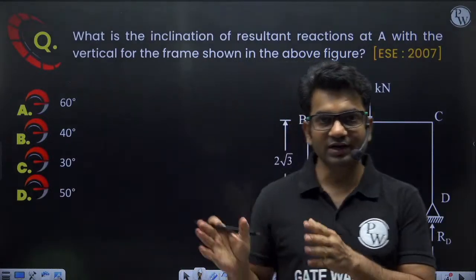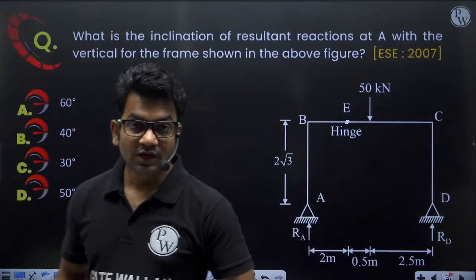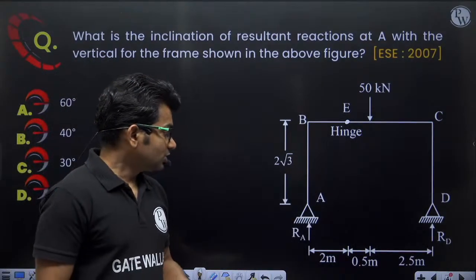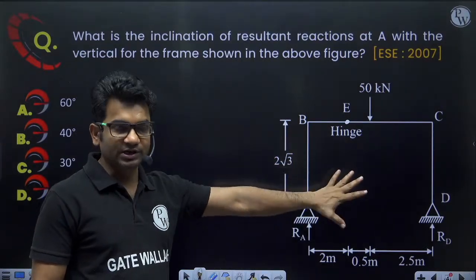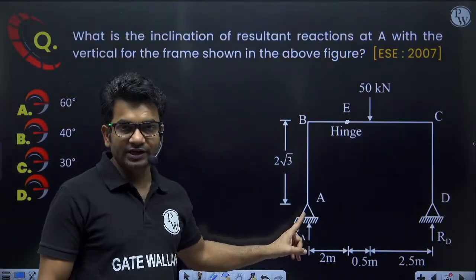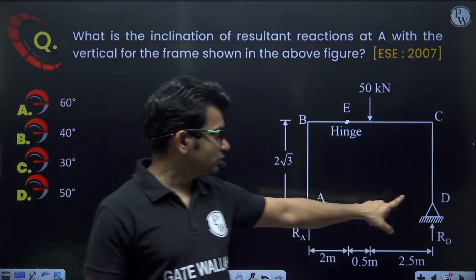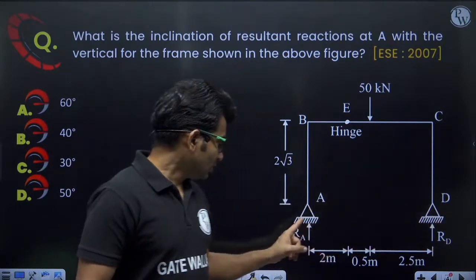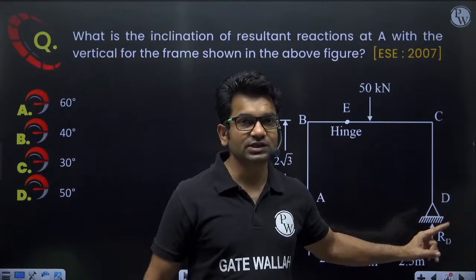First of all, we have to identify whether this structure can be solved using the principles of strength of materials or not. The structure given here is a determinate structure. Why? See, how many support reactions are there? 2 support reactions at point A and 2 at point D, horizontal and vertical at each. Total 4 support reactions.